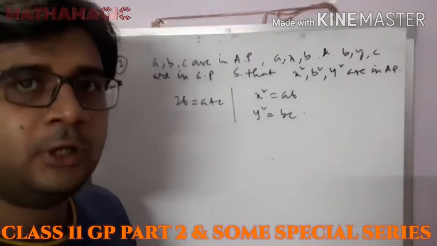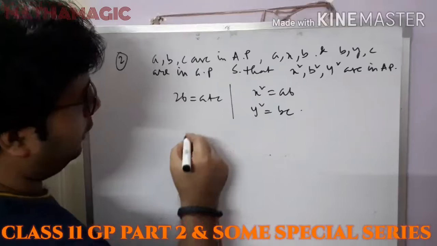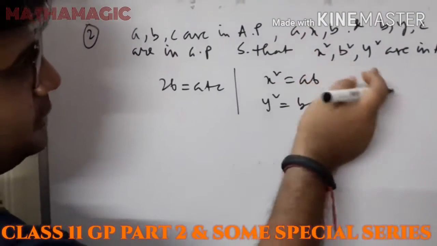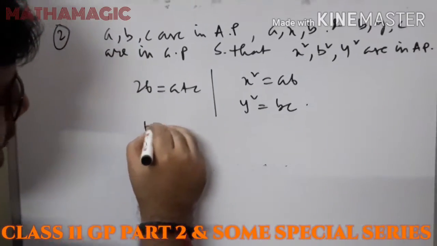That is basically the common difference is same. That is the basic logic we are going to prove. Now in this case also, if we can prove that b square minus x square is equal to y square minus b square, then our problem will be easily solved.